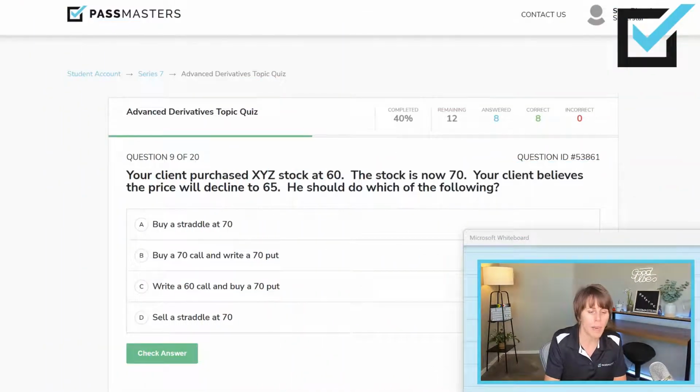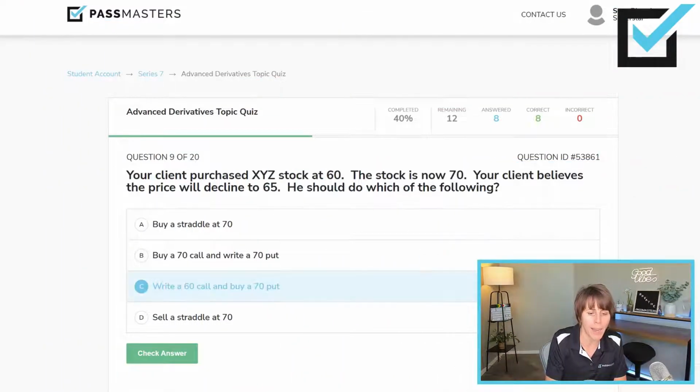And they own the stock. So if they write a 60 call, when you write a call, are you bearish or bullish? You're bearish. And that's what this investor is. They believe that the market price is going to go down. So they would collect a premium. And if they were wrong and the shares were called away, at least they already own the shares. So write a 60 call and buy a 70 put.